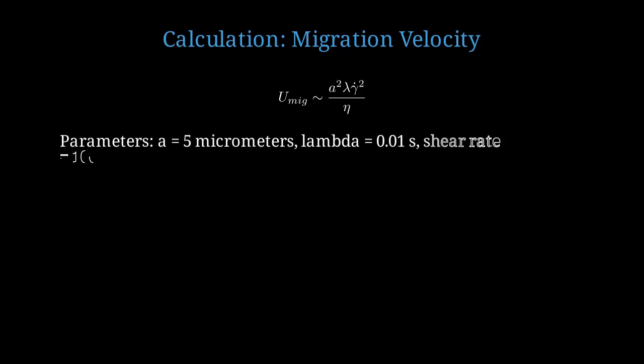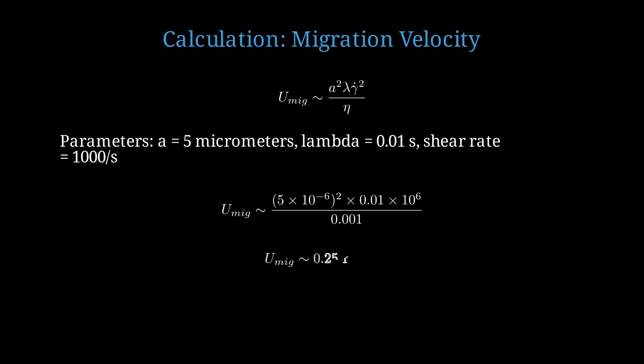Let's use a 5 micrometer particle, relaxation time of 0.01 seconds, and shear rate of 1,000 per second. Plugging in numbers, we get u_mig is about (5 times 10 to the negative 6) squared times 0.01 times 10 to the 6th over 0.001. This works out to about 0.25 millimeters per second.